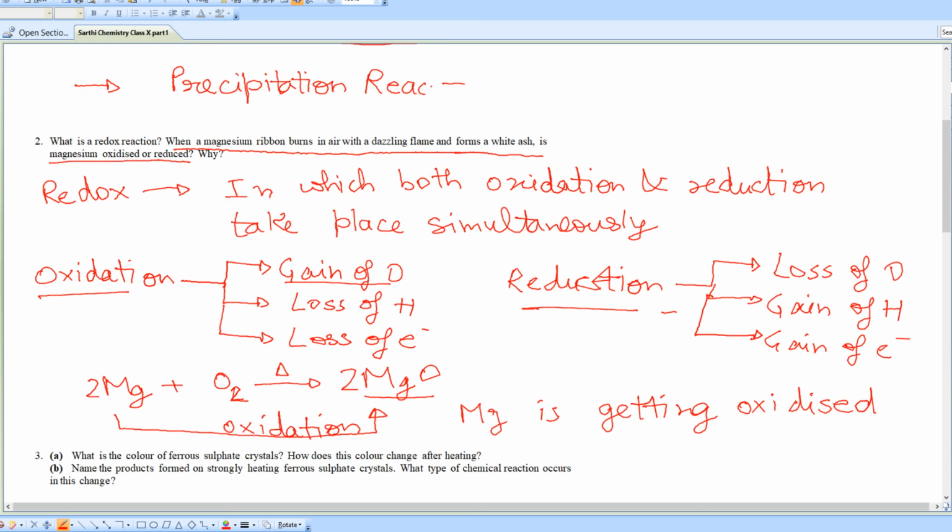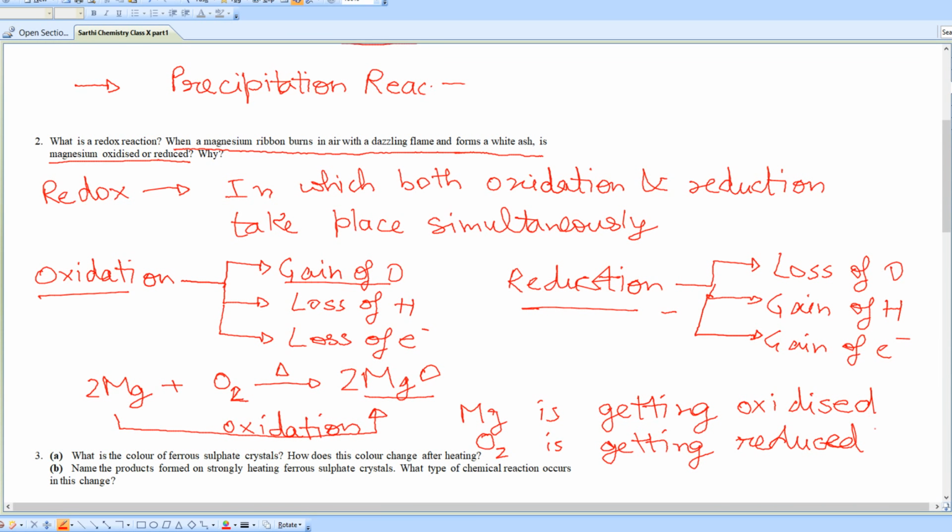Similarly, if magnesium is getting oxidized, then oxygen must be getting reduced. So we will write O2, not oxygen O, but the whole O2 compound is getting reduced to form magnesium oxide. So this is the concept of redox reaction.